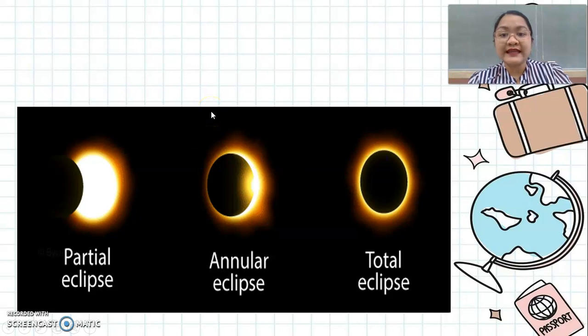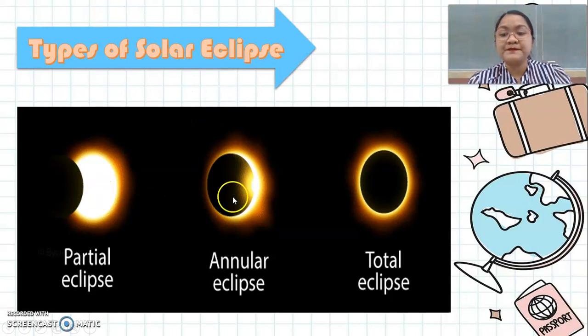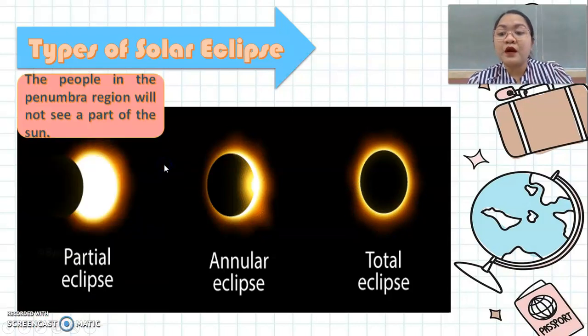So, solar eclipse has three types. We have partial eclipse, annular eclipse, and the total eclipse. What are the differences between the three? Number one, we have partial eclipse. The people in the penumbra region will see only part of the sun. Meaning to say, some part of the sun is blocked by the moon. If you look at the sun, it has some dark areas. That is your partial solar eclipse.